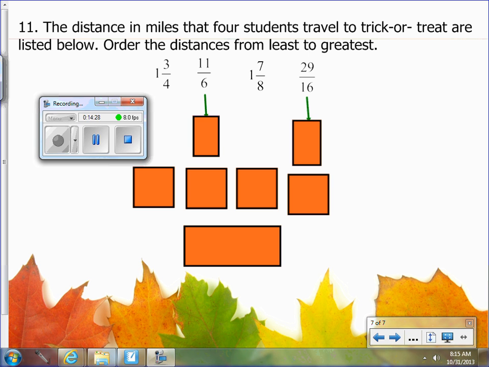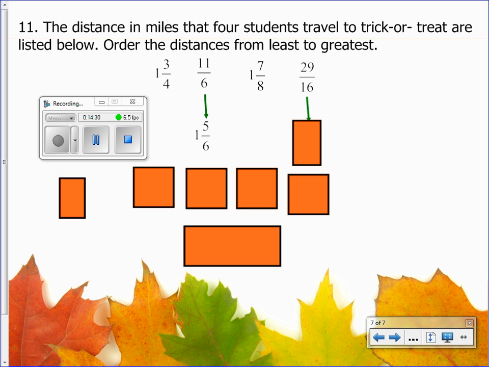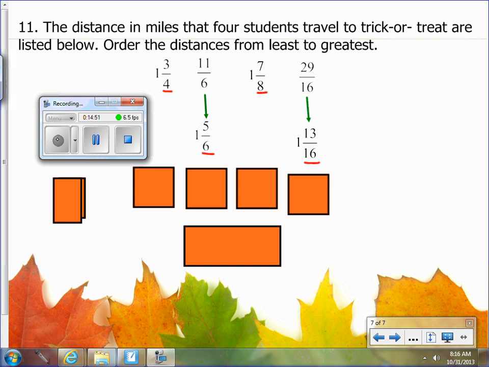So notice that we changed 11/6 to 1 and 5/6. Then we changed 29/16 to 1 and 13/16. Now, they each have 1 as a whole number, so we're going to need to compare the fractions. So you're going to be comparing 3/4, 5/6, 7/8, and 13/16.